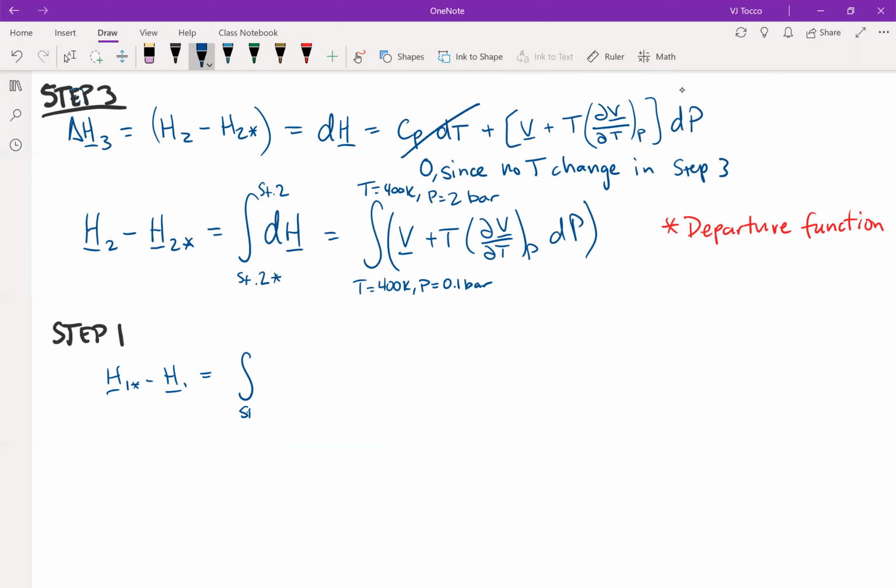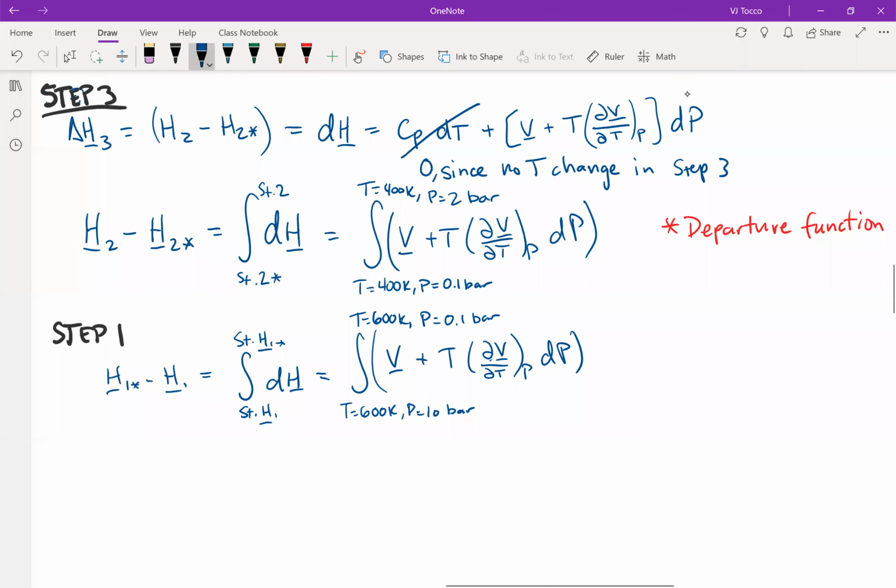So it's state H1, state H1 star, dH is equal to, all right, that's settled. So step 1 and step 3 are the same. They're just kind of mirror images of each other.